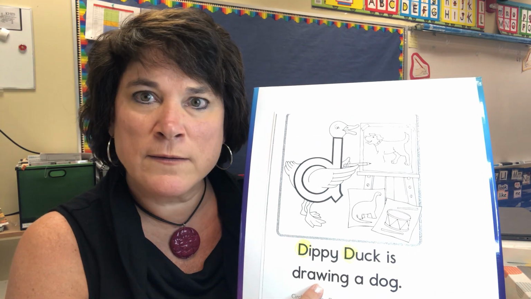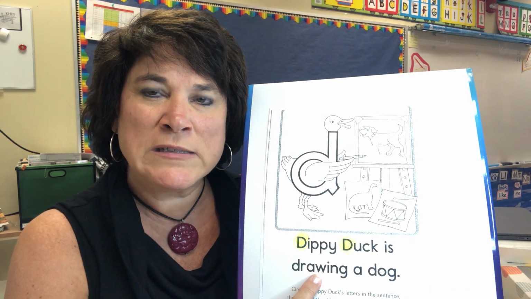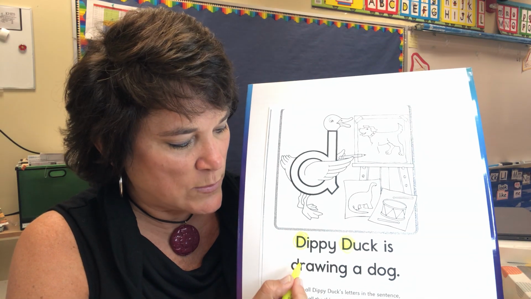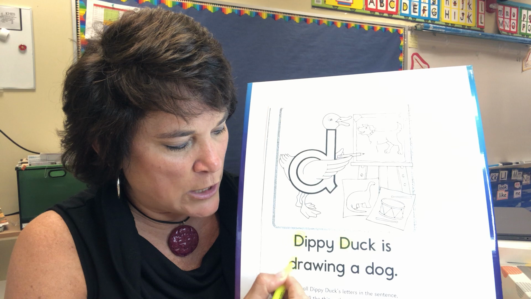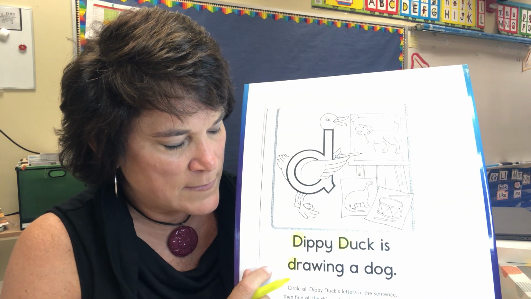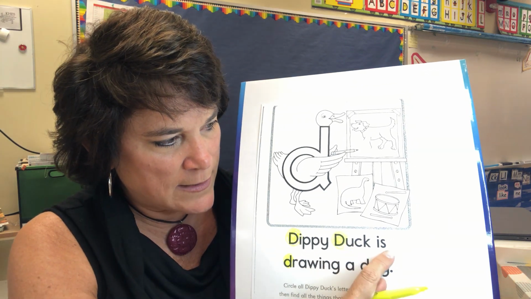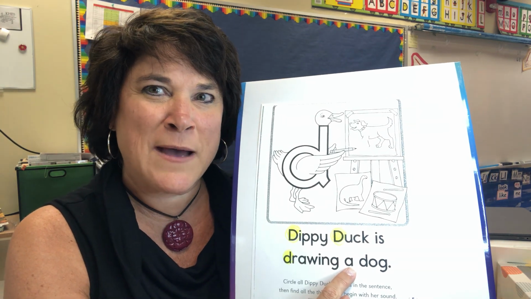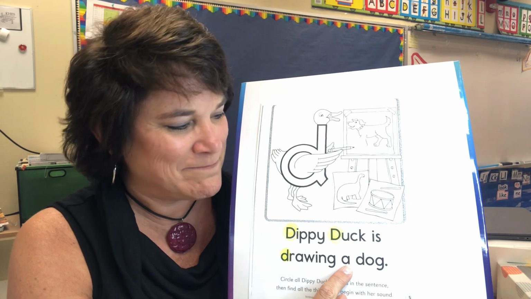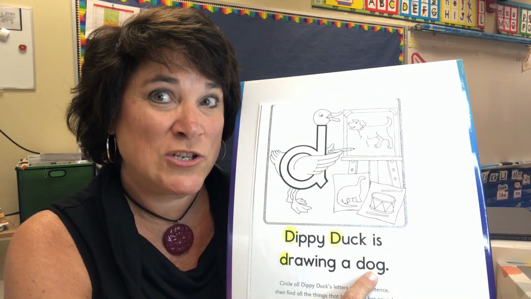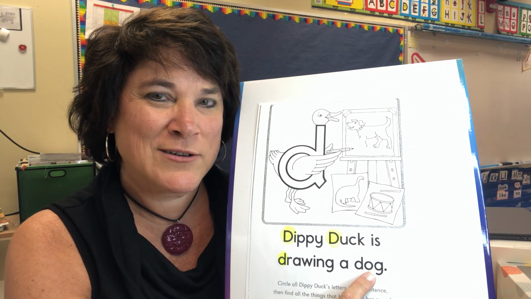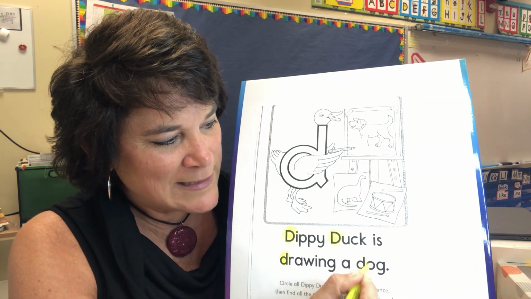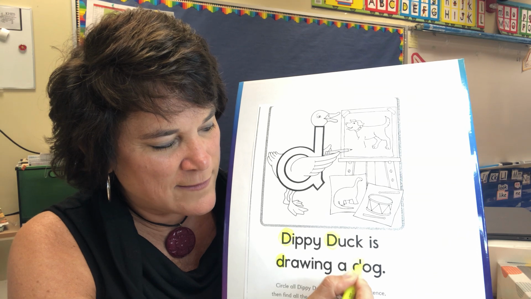Let's look at this word, drawing. Do you see letter D in the word drawing? I do, at the beginning here. This is a lowercase letter D. All right. Dippy Duck is drawing a. Do you see letter D in that word? Nope. How about in this word? Dog. Do you see letter D in that word? Yep. This is a lowercase letter D in the word dog.